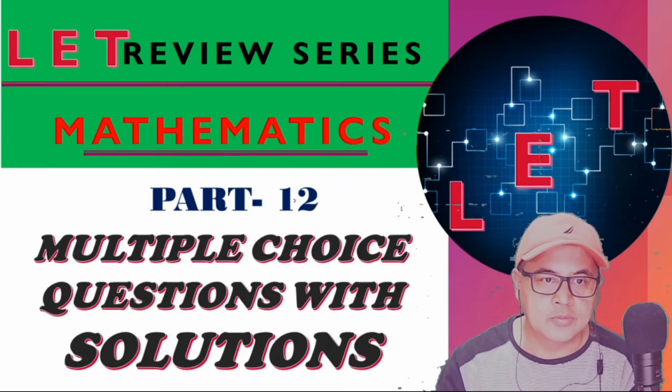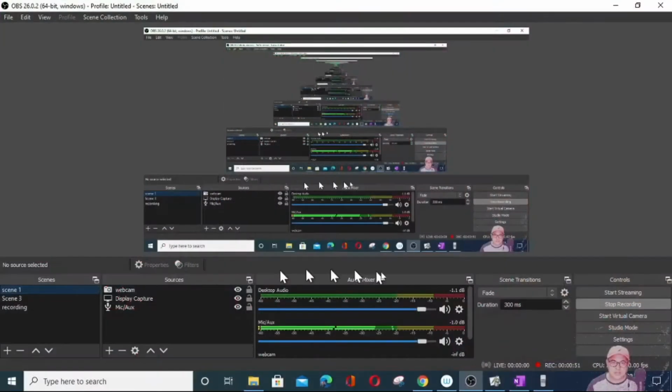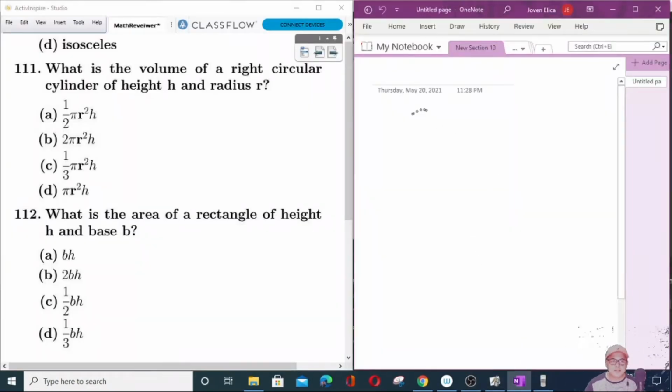So let's move on to question number 111. What is the volume of a right circular cylinder of height h and radius r? Since we are asked to find the formula for the volume, what is the correct answer?